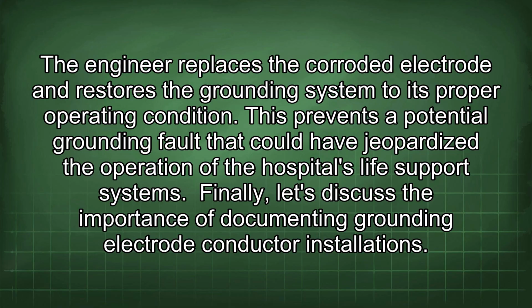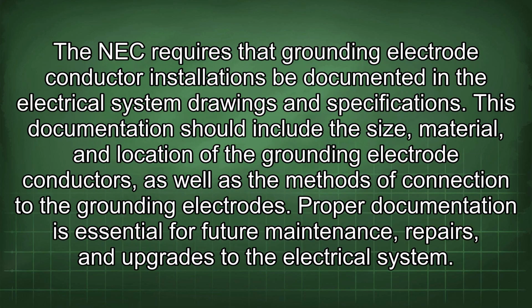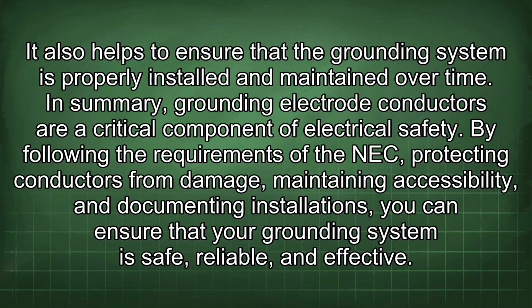Finally, let's discuss the importance of documenting grounding electrode conductor installations. The NEC requires that grounding electrode conductor installations be documented in the electrical system drawings and specifications. This documentation should include the size, material, and location of the grounding electrode conductors, as well as the methods of connection to the grounding electrodes. Proper documentation is essential for future maintenance, repairs, and upgrades to the electrical system. It also helps to ensure that the grounding system is properly installed and maintained over time.